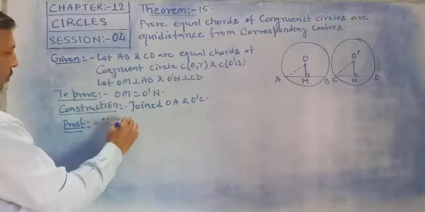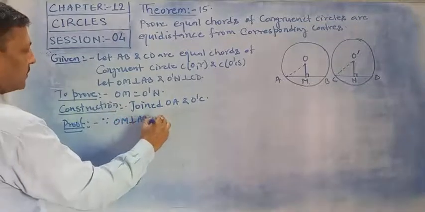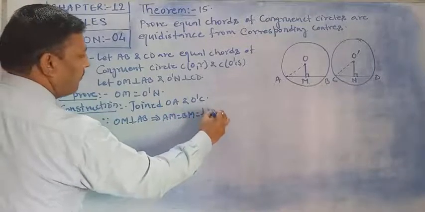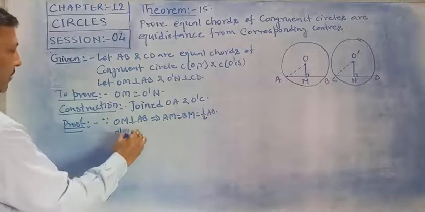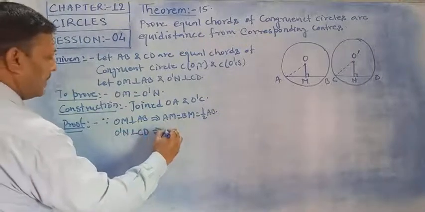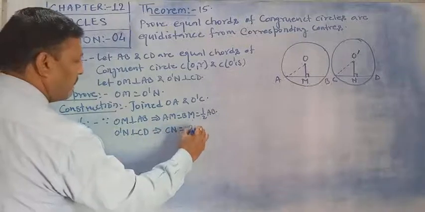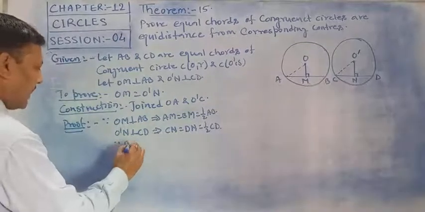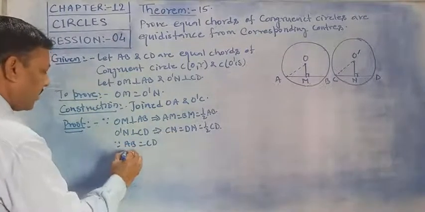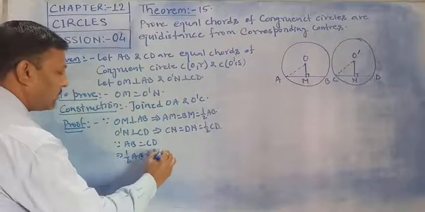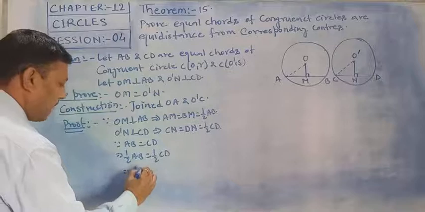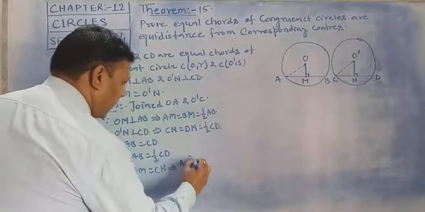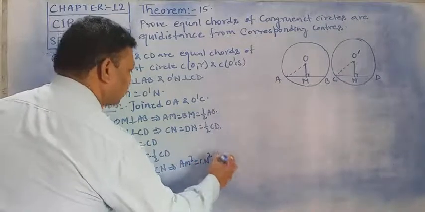Since OM perpendicular to AB, this implies that AM equal to BM, equal to half of AB, and O dash N perpendicular to CD implies that CN equal to DN, equal to half of CD. Now since this AB equal to CD implies that half of AB equal to half of CD. This implies that AM equal to CN. This implies that AM square equal to CN square. This is the relation first.